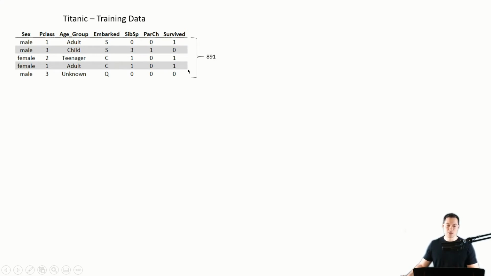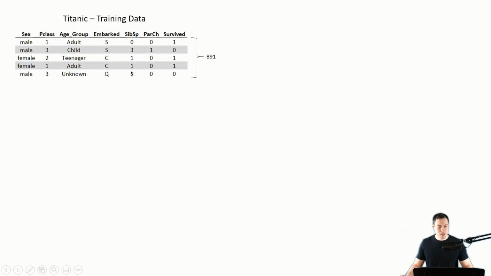And then here in the last column, we have our label. So this is called survived. So this tells us whether the particular passenger survived or not. So if it's 0, then the passenger did not survive. If it is 1, then the passenger did survive.